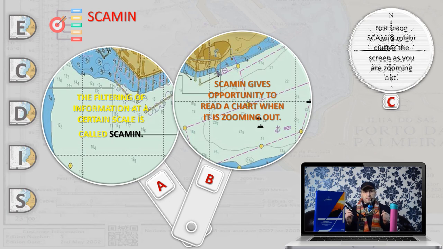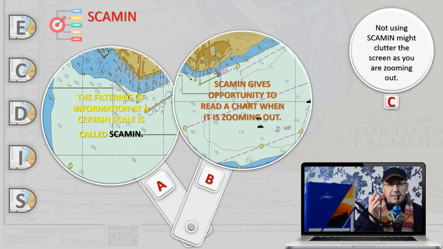Scamin. If it is activated, the chart will remain readable as you are zooming out. Not using scamin might clutter the screen as you are zooming out. Scamin is some kind of filter for the display of information. Scamin is a filter.